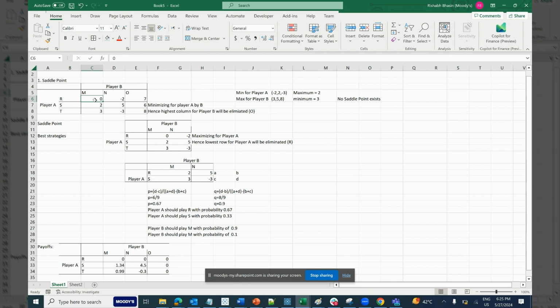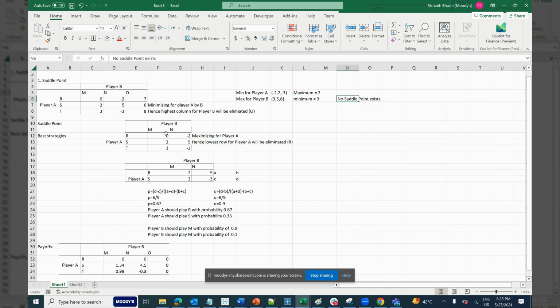If player A is trying to maximize, it will look for how much minimum it is getting and choose the maximum out of it. So for player A, the minimum in every row is minus 2, 2, and minus 3. So the maximum out of these three is 2. Again, the maximums for player B are 3, 5, and 8, and the minimum out of these three is 3. Because 2 and 3 are not the same, hence there is no saddle point.